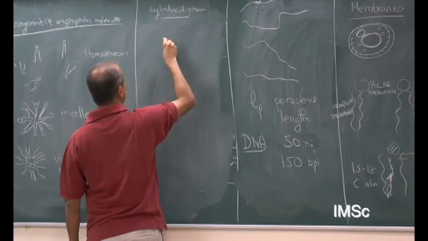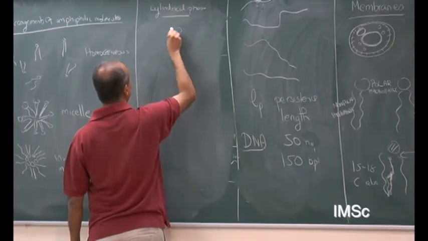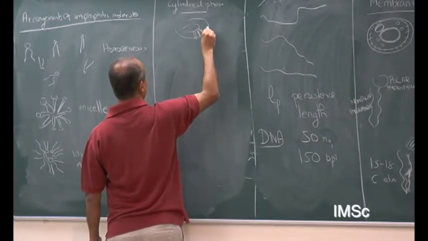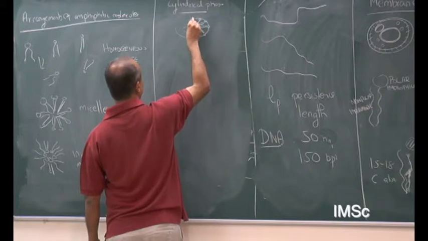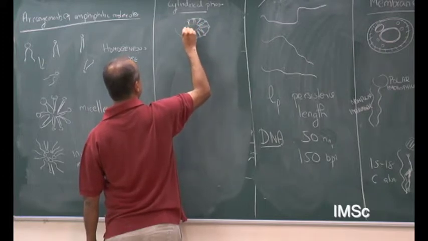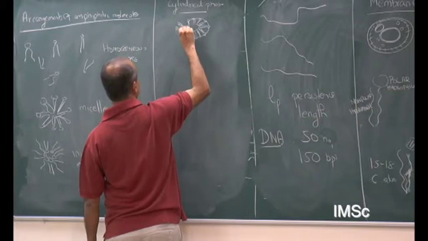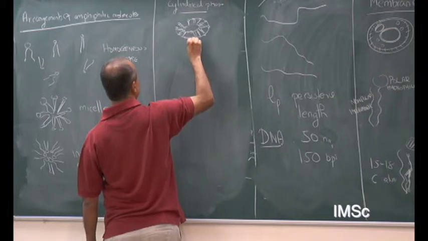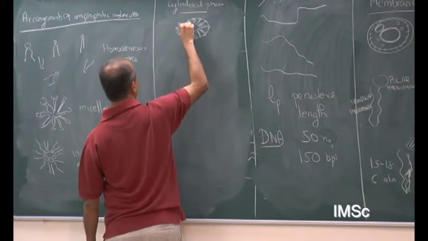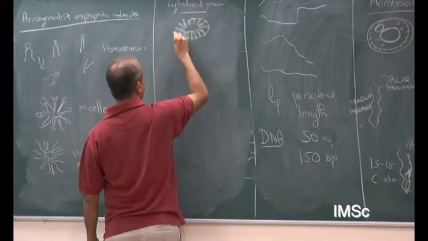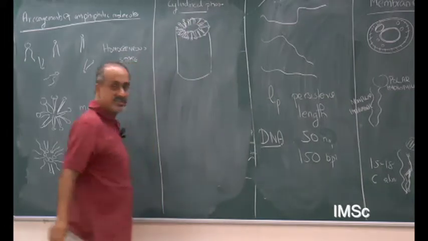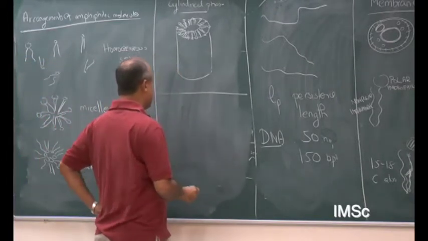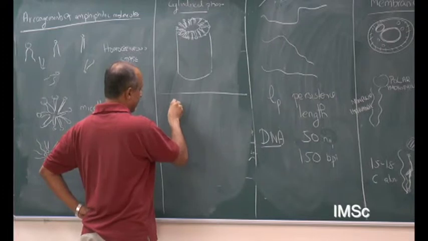And in the cylindrical phase, what you have is something that looks like this, where all the heads are exposed to the outside, and maybe I could even put a bilayer in this, with heads both on the inside and the outside. And this whole structure here forms a cylinder. And the last one, which will be the most relevant to our purposes, is the bilayer membrane.